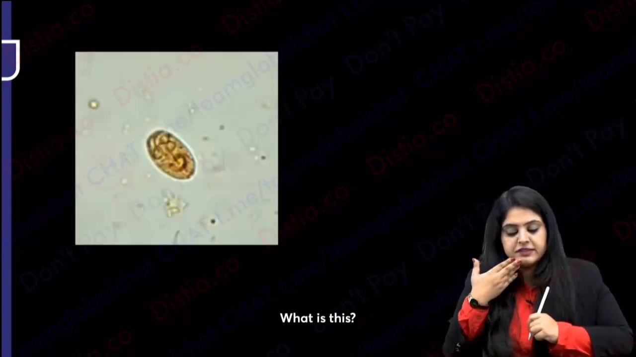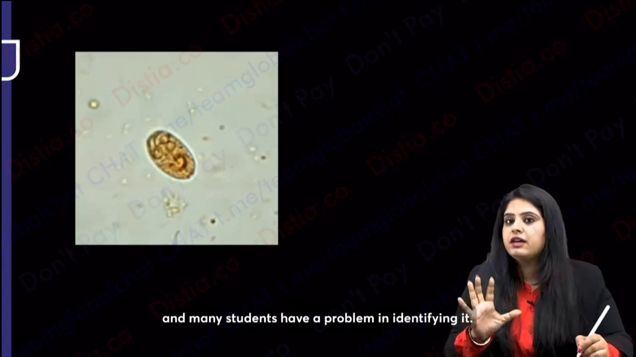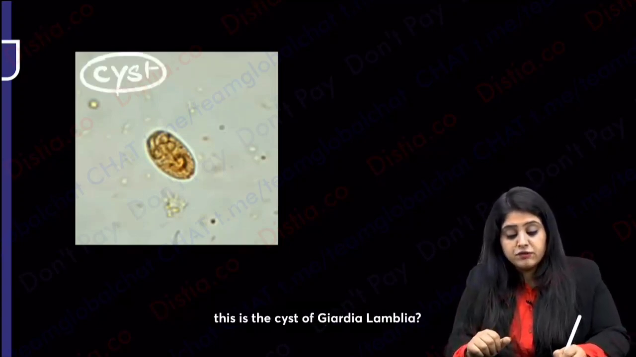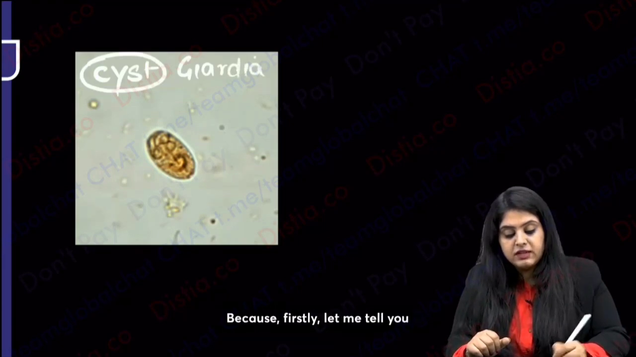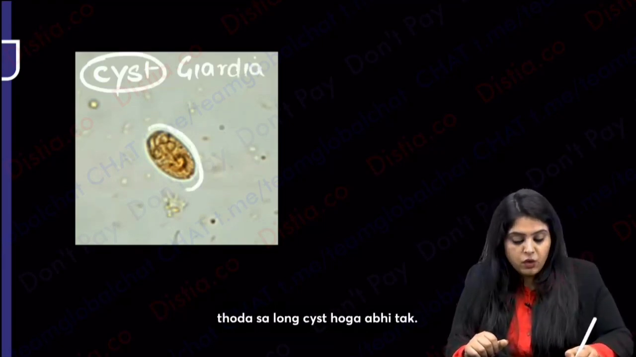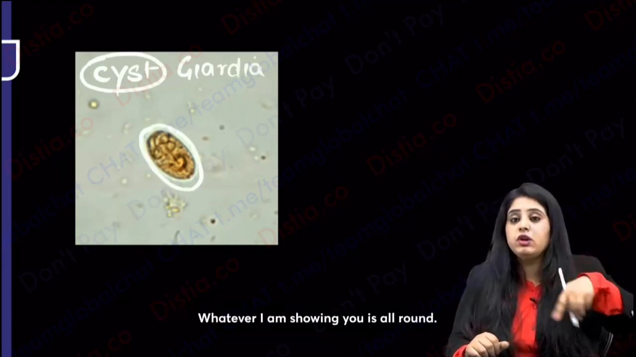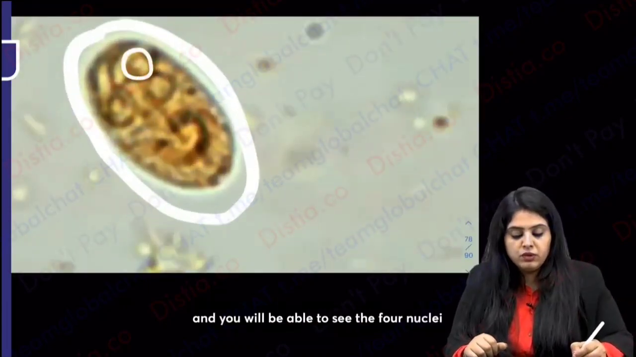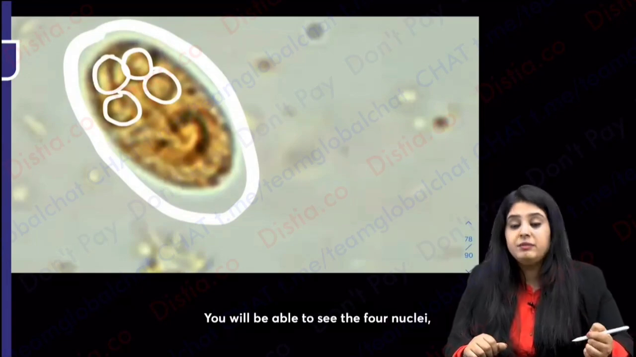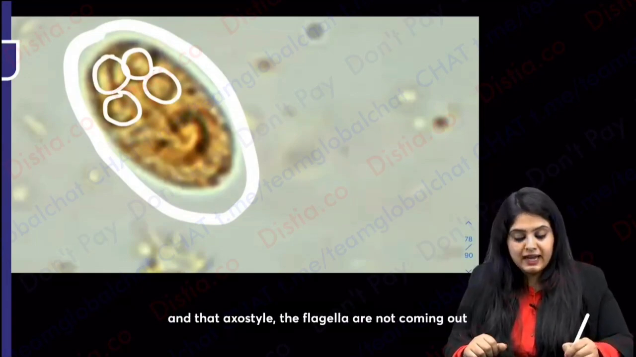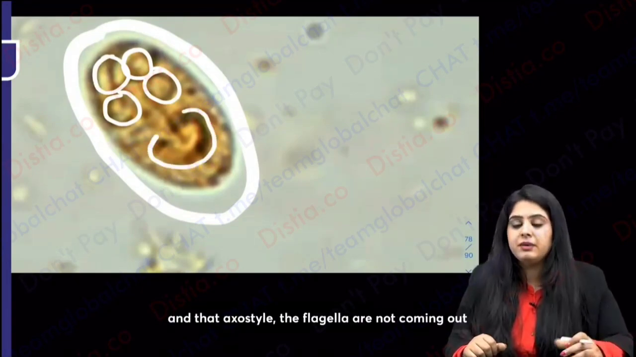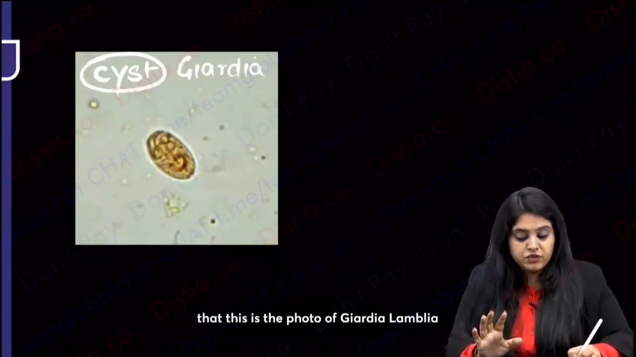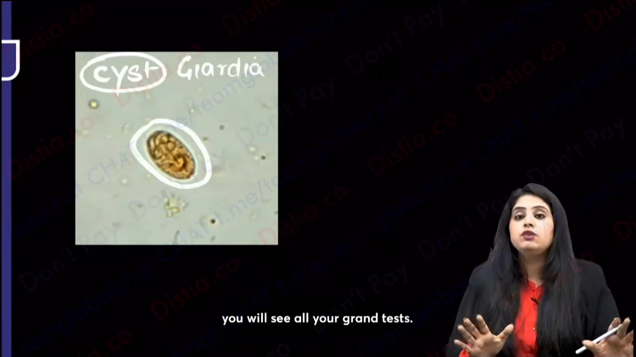Yes. What is this? This you will say, and many students have a problem in identifying it, that ma'am, how will I identify this is the cyst of Giardia lamblia? Because firstly, let me tell you, it will be a little long cyst. Until now whatever I'm showing you is all round. This is a little long, and you will be able to see the 4 nuclei somewhere inside it, and the axostyle, the flagella are not coming out. So this photo you will have to mug up as it is, that this is the photo of Giardia lamblia, because the same picture you will see in all your grand tests.